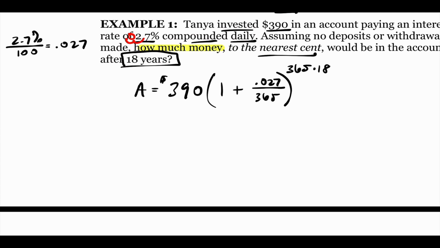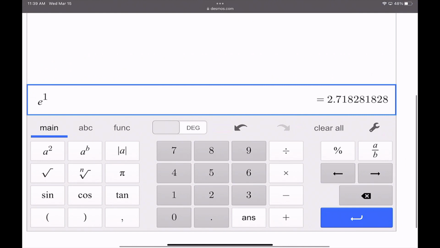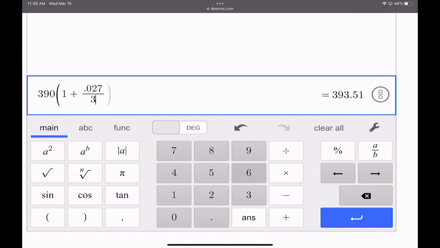Right? This is where we're going to go to our calculator. We're going to do what we've been doing for the last couple days. Go right to our calculator. Okay, so let's go put the calculations in. 390 parentheses 1 plus 0.027 divided by 365.